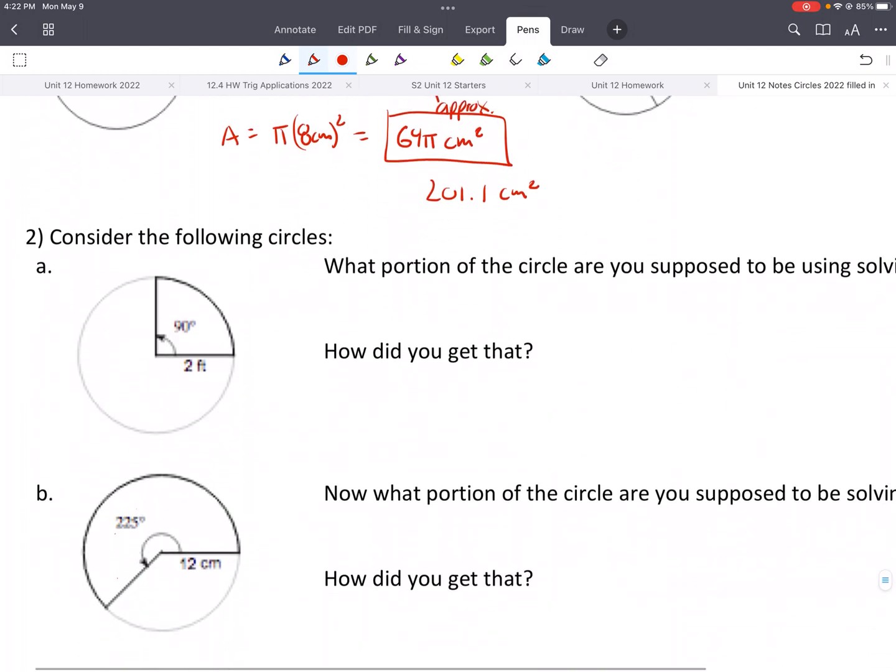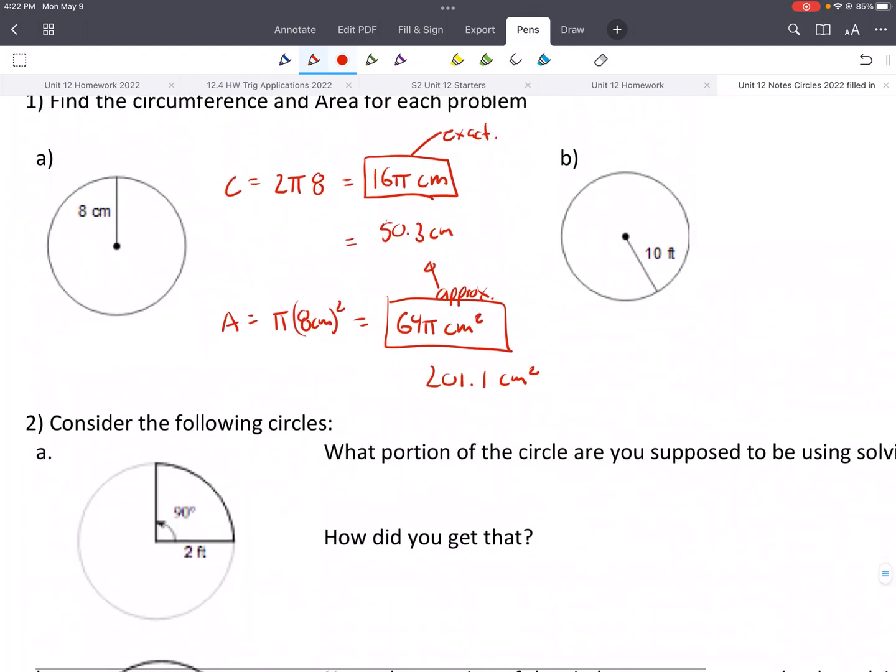So you could do B if you wanted to. I think your answers here would be 20 pi and 100 pi, and these would be feet squared, and this would be just feet. So if you want to give that a try, go for it.